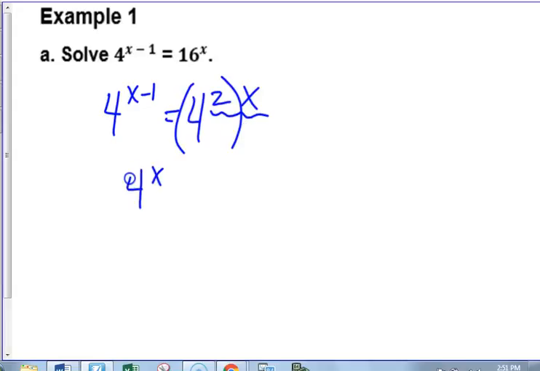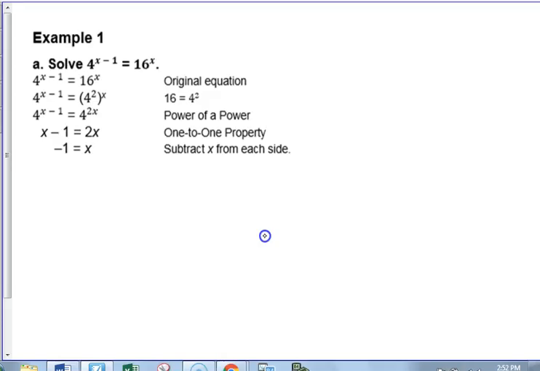So we have 4 to the x minus 1 equals 4 to the 2x. We could do some crazy business, but basically these have to be equal because the bases were equal, yes? So then if I just subtract an x, I get negative 1 equals x, and we're done. It's already done for you, right? Yeah. I got it right, yes?